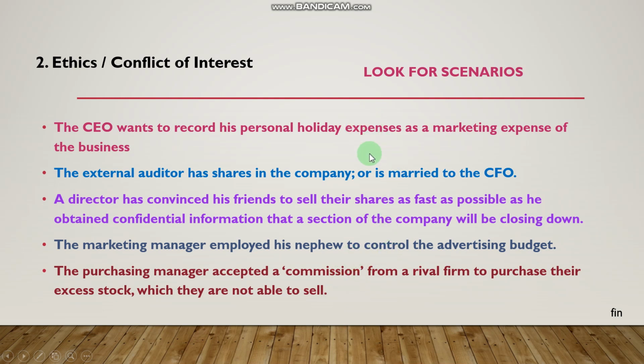So, as you can see, these are some of the scenarios I picked up from different papers over the years. And as exam papers become more predictable, examiners are trying to come up with more and more scenarios just to see if you are able to identify the ethical issues involved or a conflict of interest or something underhanded going on, and they expect you to comment on those things. So good luck with this topic.